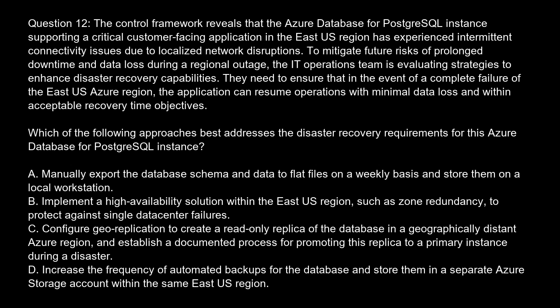Option C. Configure georeplication to create a read-only replica of the database in a geographically distant Azure region, and establish a documented process for promoting this replica to a primary instance during a disaster. Option D. Increase the frequency of automated backups for the database and store them in a separate Azure storage account within the same East U.S. region.